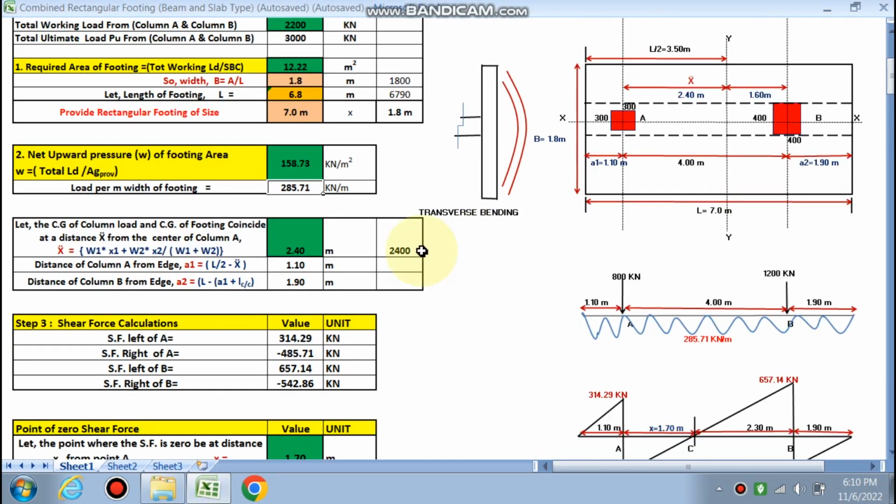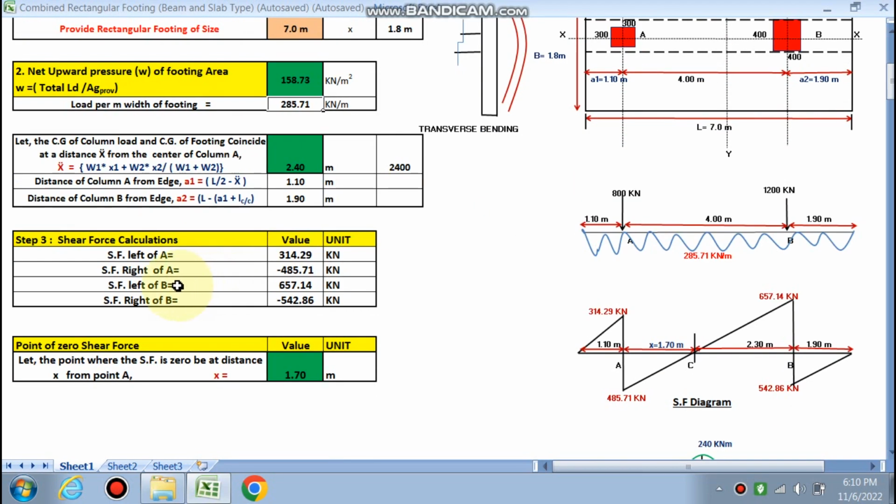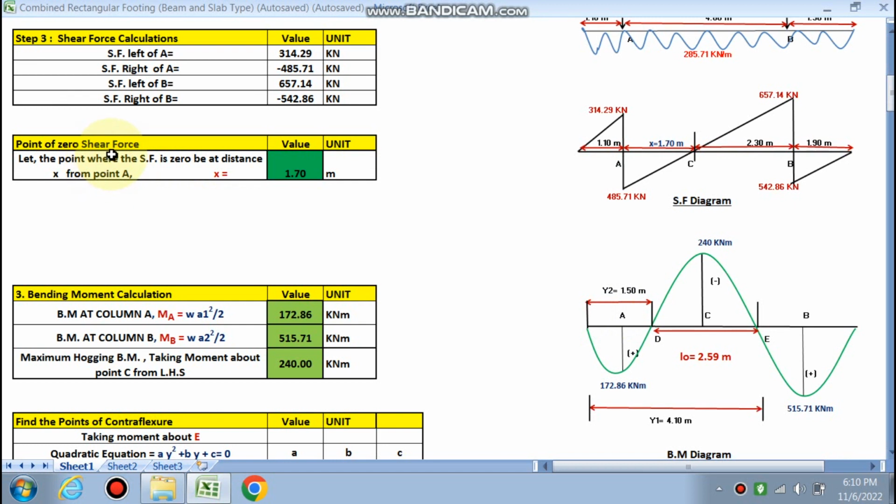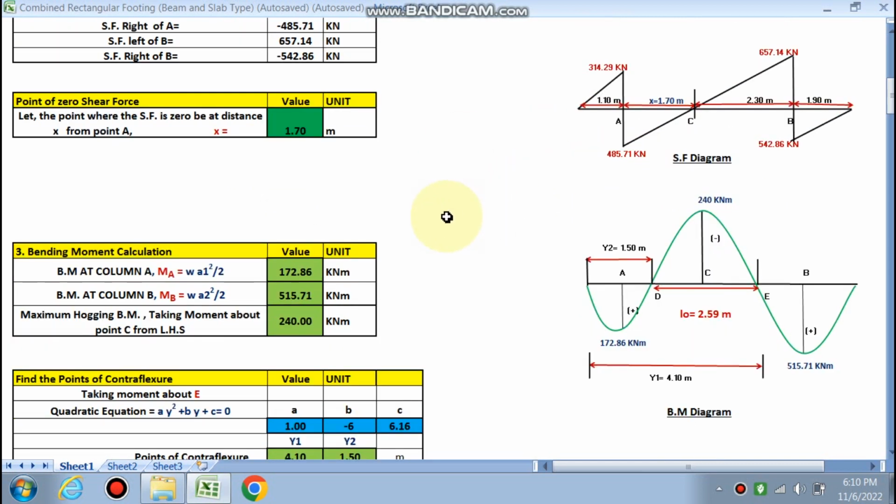between the columns, right? So projection has been calculated, shear force already been calculated, shear force left of A, shear force right of A, right? So it is negative direction, so in downward direction. So shear force diagram is being calculated. Point of zero shear force, maximum bending moment will be there, right? So at a distance 1.70, it has been calculated the zero shear force.